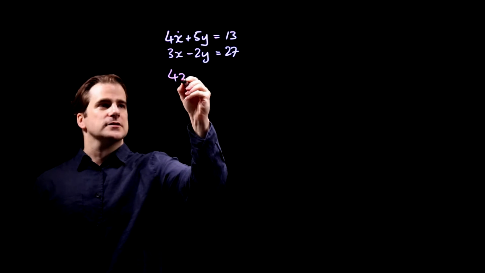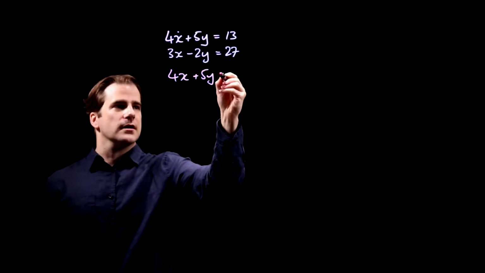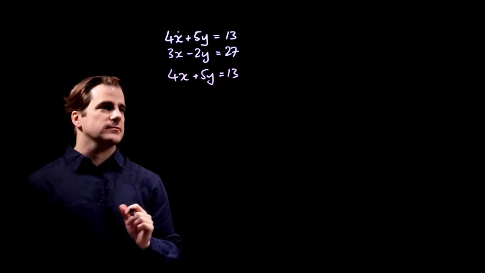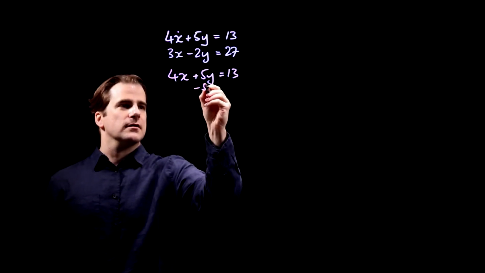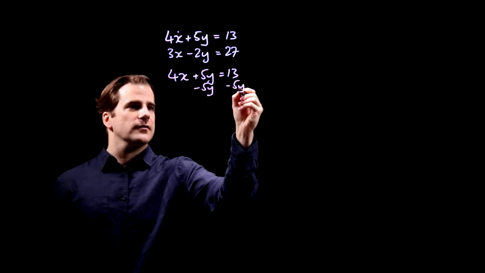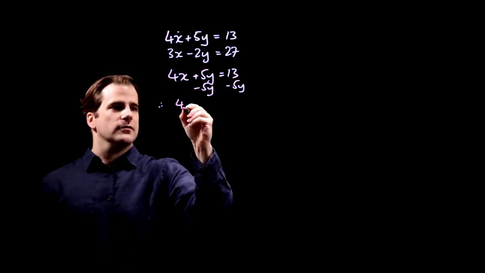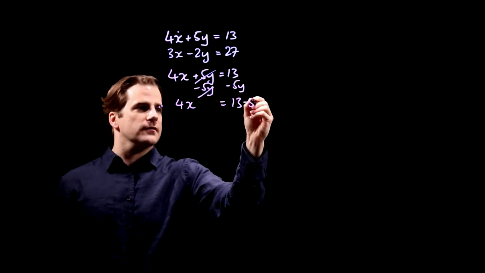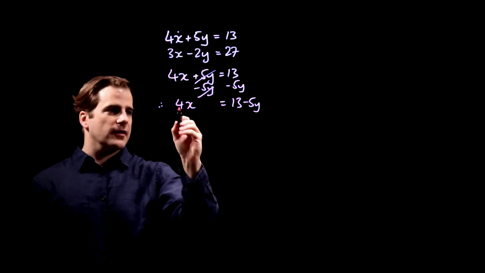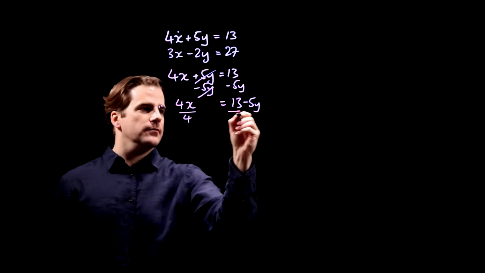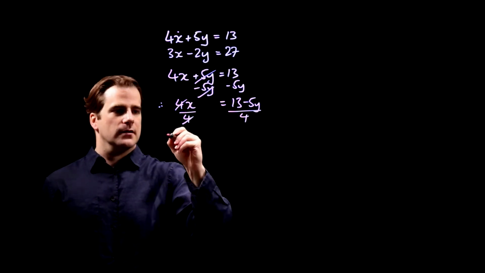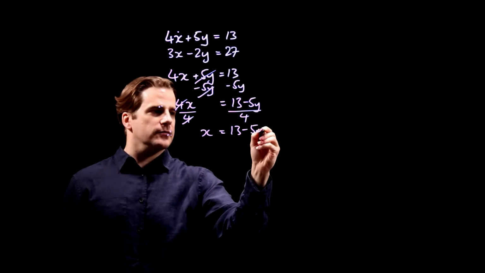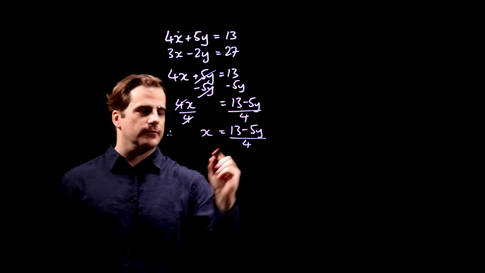So I'll just rewrite the equation. 4x plus 5y is 13. And we're going to make x the subject of the equation. So take the 5y over there by subtracting 5y from both sides. Therefore, 4x equals 13 minus 5y. Get rid of that 4 by dividing both sides by 4. And we get x is 13 minus 5y over 4.